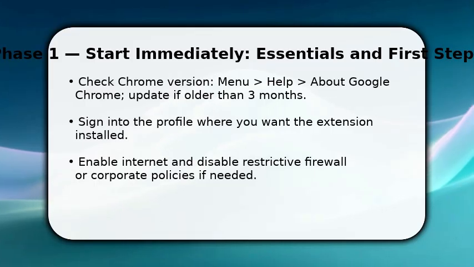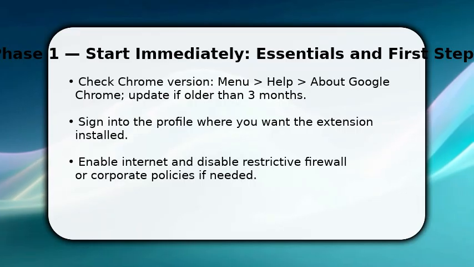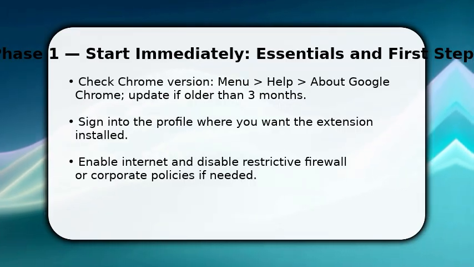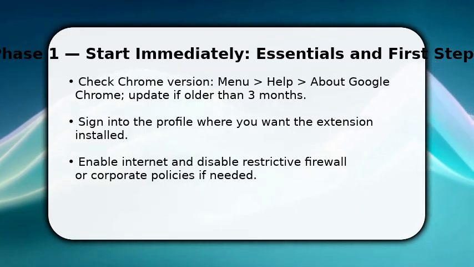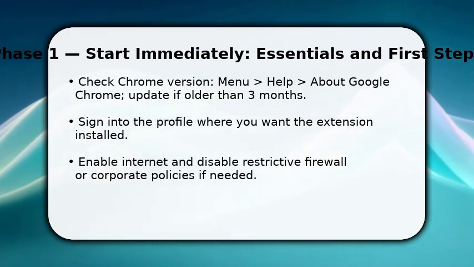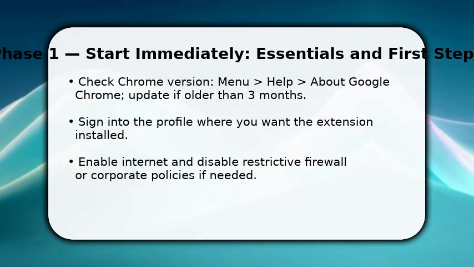You start by making sure Chrome is current and you're in the right profile. This prevents compatibility problems later. Open the Chrome menu, go to Help, then About Google Chrome to update. Once updated, sign into the profile where you want the extension installed so settings and sync apply correctly.